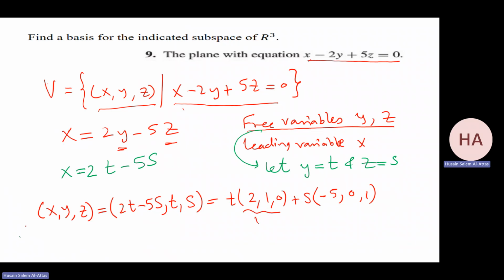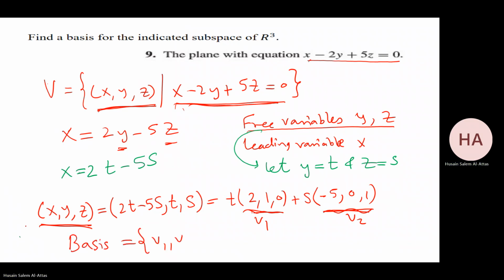Those are what will make the basis. You can check, they are linear independent, and that is very clear. Any vector satisfying this condition can be written as a linear combination of these two vectors, because I started with this relation and made it that way. So the basis will be V1 and V2, mainly these two vectors.